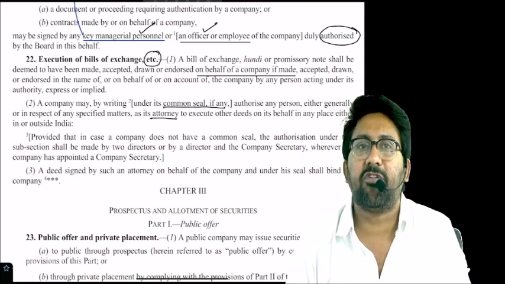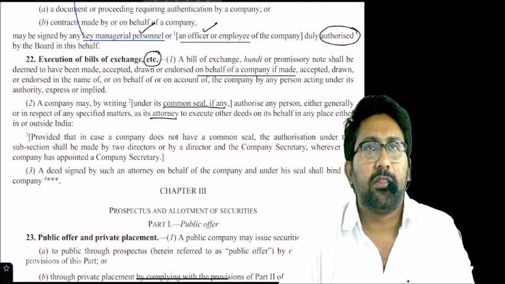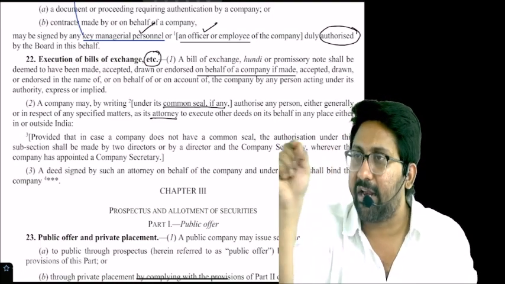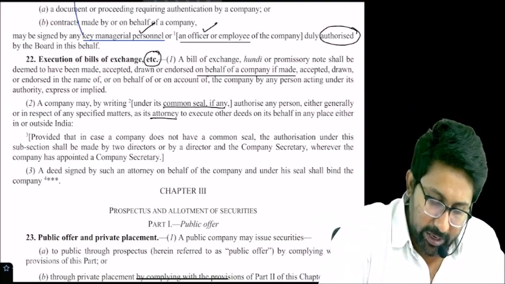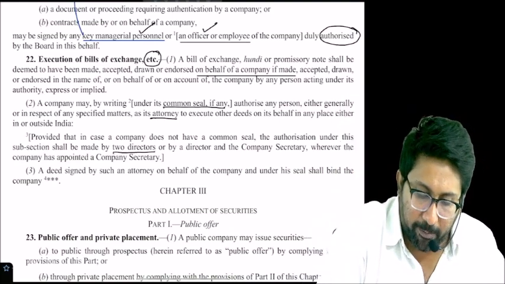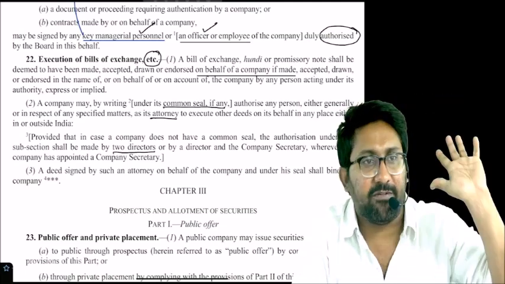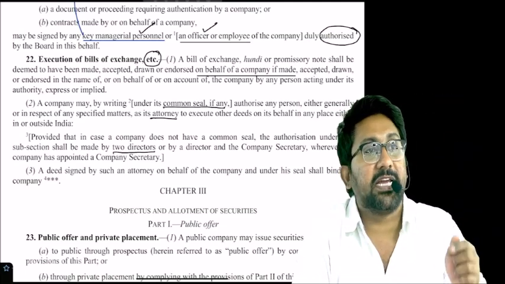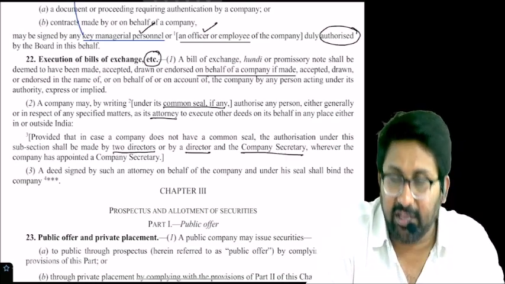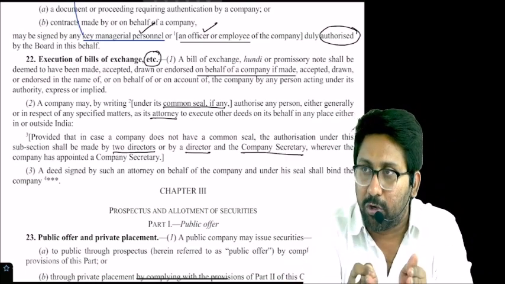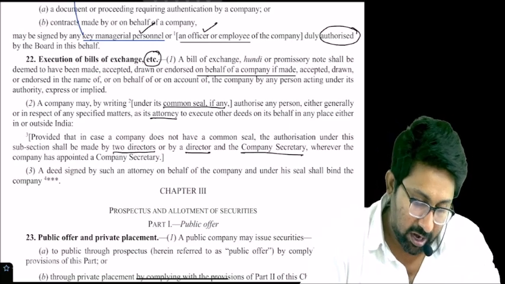Common seal is not there for my company. In that case, by whom should that same written agreement be signed is the question now. Who should appoint? Two directors will appoint one attorney. That is one option available. If there is a company secretary, a director and the company secretary put together have to appoint one attorney.